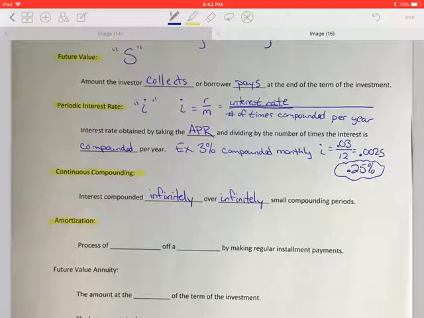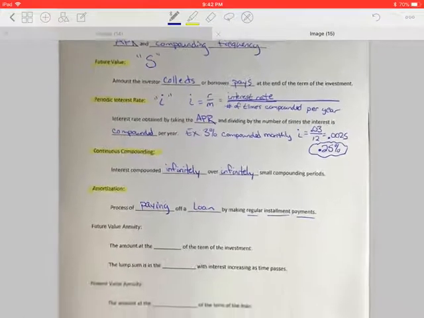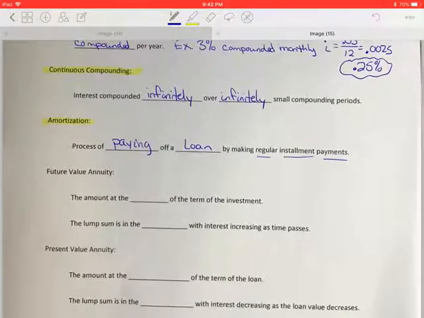All right, down to our last couple, amortization. This is the process of paying off a loan by making regular installment payments. So think about your mortgage or your car loan, things like that.